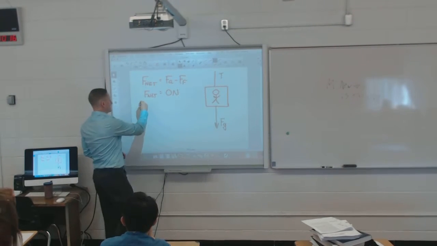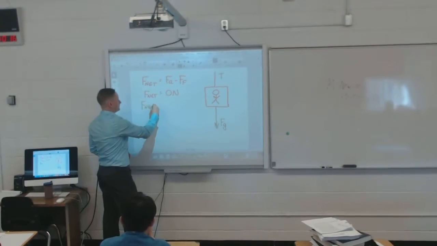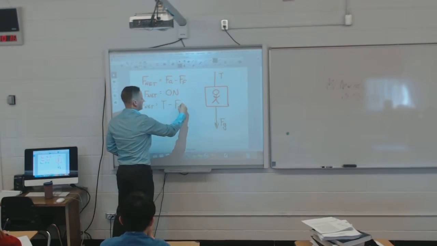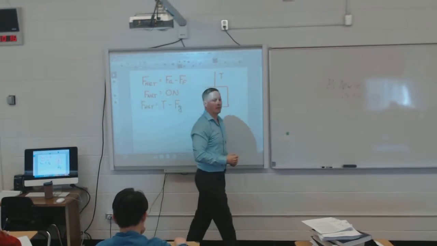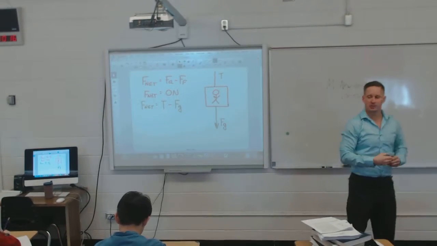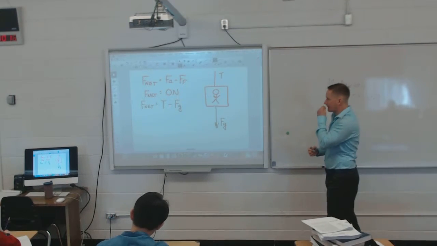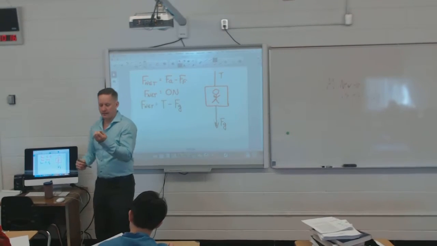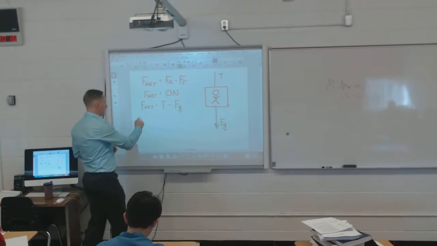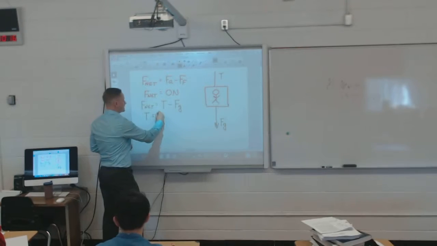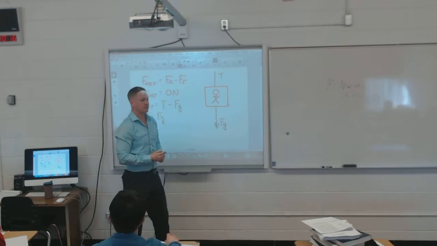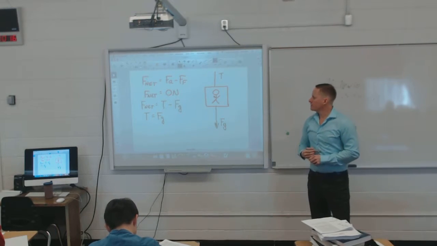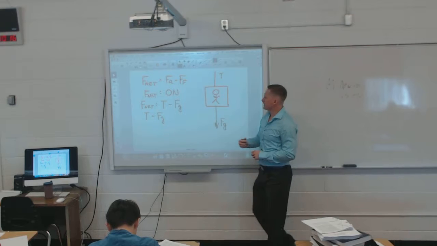So in this case, our net force is the force of tension minus the force of gravity. Now I could rewrite that as force of gravity minus tension as well, and I'll talk about that in a minute. But what we know is if that elevator is at a standstill, then my tension force is equivalent to my force of gravity, because the net force is 0.